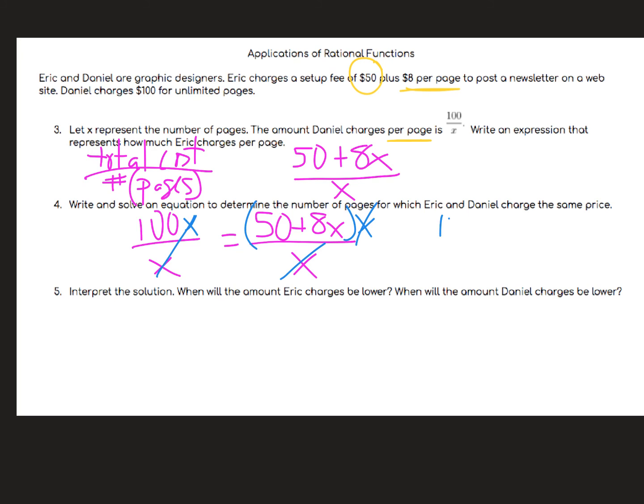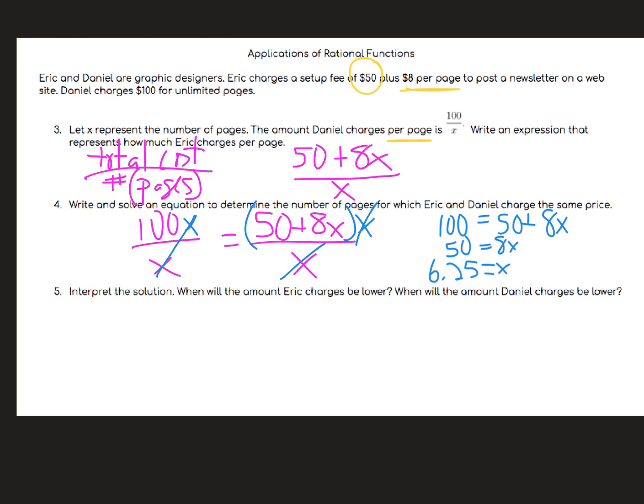So then we're just given 100 equals 50 plus 8x. Not 80, silly. 8x. Subtract 50 from both sides. You'll have 8x equals 50. And divide by 8. And 50 over 8, that's not an integer, but we can handle that. So 50 divided by 8 is going to be 6 1/4. All right, interpret the solution.